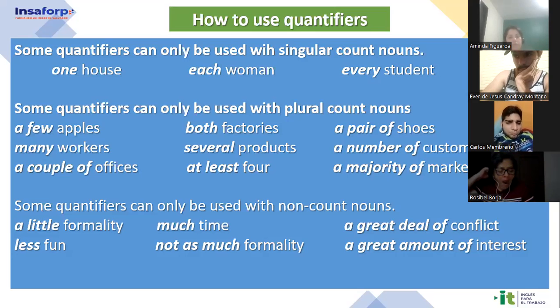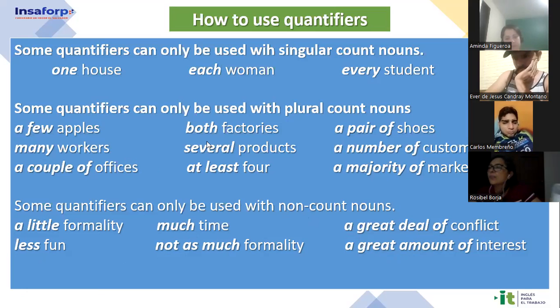But I repeat, I cannot say a little mangoes, a little apples. No, right? Only a little piece. Oh, one apple, usted puede decir una manzanita, right? A little apple, right? Good. Less fun, much time, not as much, a great deal of, and a great amount, una gran cantidad, right? A great amount of interest. A little, less, much, not as much, a great deal of, and a great amount. Those are used with non-count nouns, exclusively.